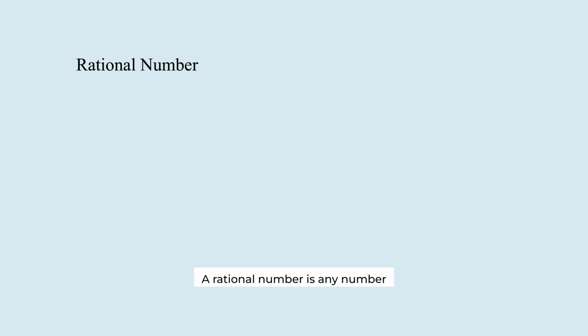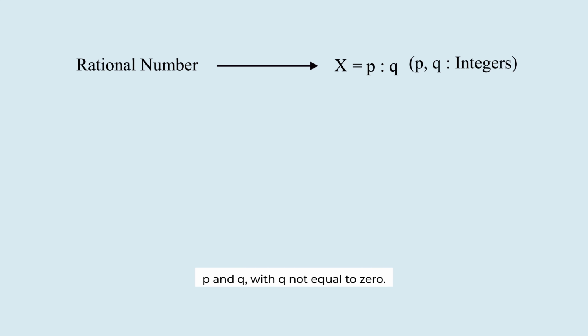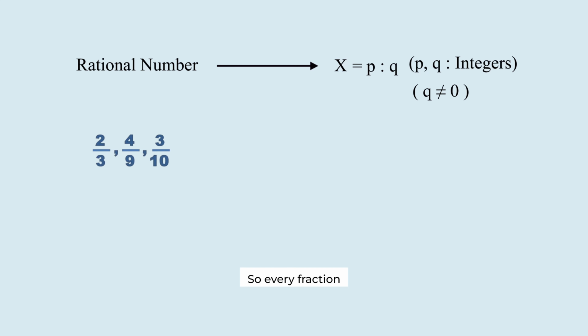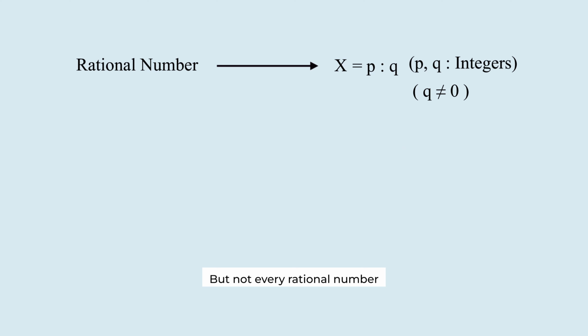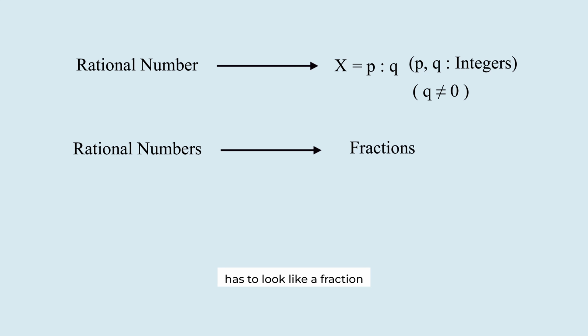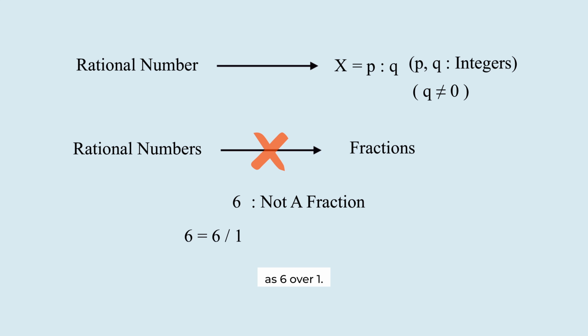A rational number is any number that can be written as a ratio of two integers, p and q, with q not equal to 0. So every fraction is also a rational number, because p over q means the same as p to q. But not every rational number has to look like a fraction. Take 6, for example. It doesn't look like a fraction, but you can always write it as 6 over 1.